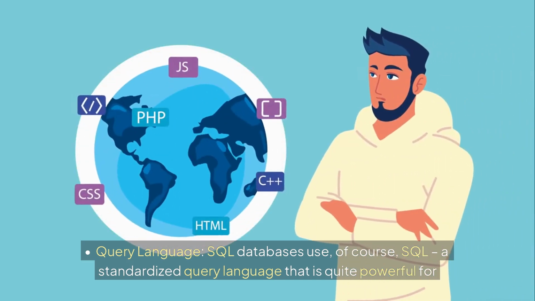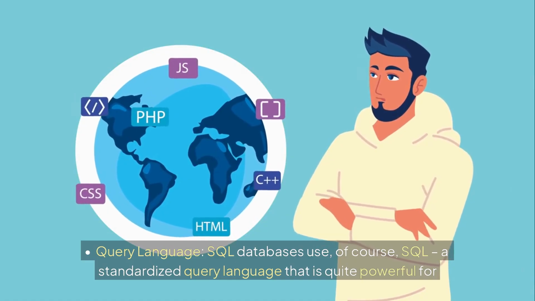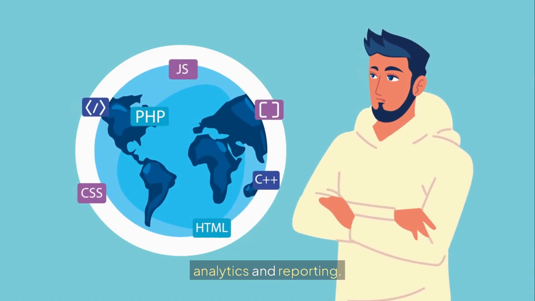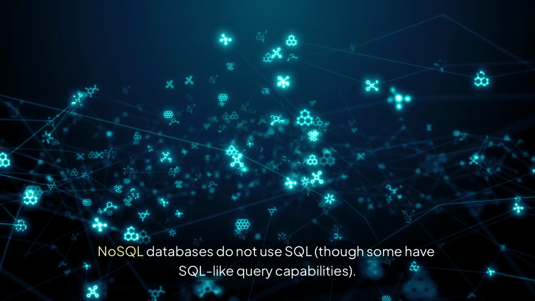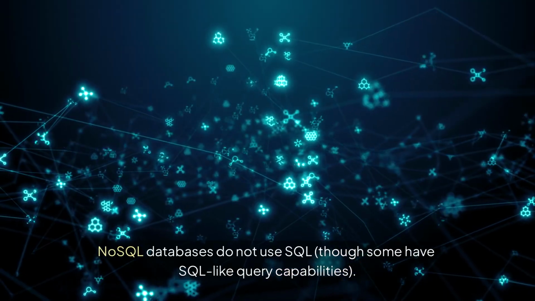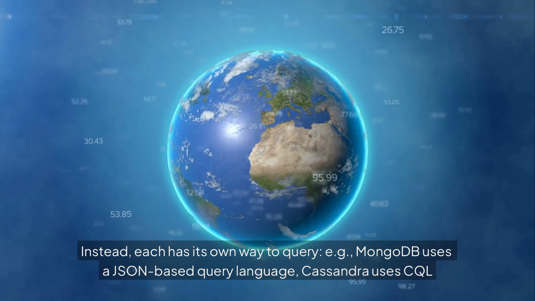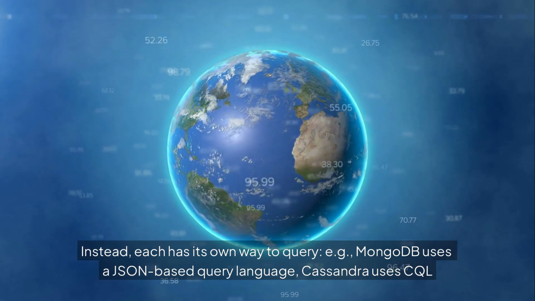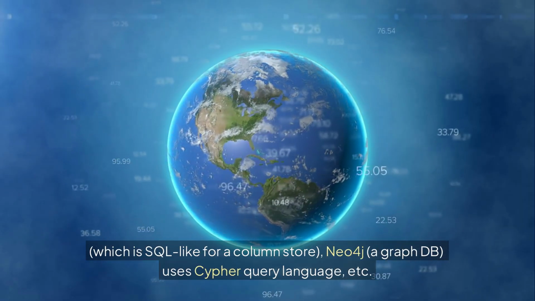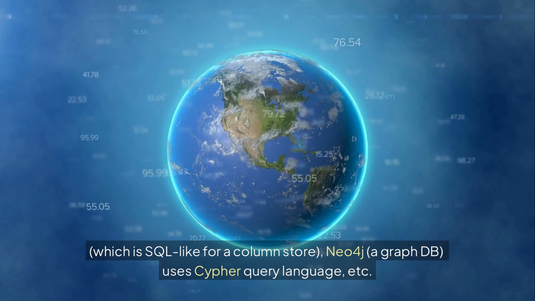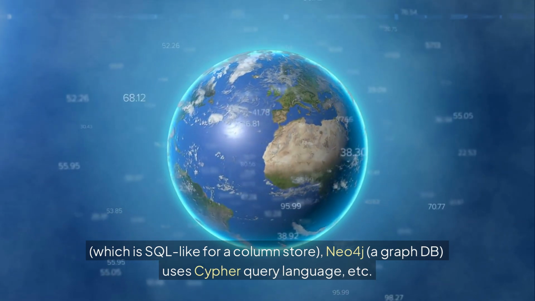Query language. SQL databases use, of course, SQL, a standardized query language that is quite powerful for analytics and reporting. NoSQL databases do not use SQL, though some have SQL-like query capabilities. Instead, each has its own way to query. E.g., MongoDB uses a JSON-based query language. Cassandra uses CQL, which is SQL-like for a column store. Neo4j, a graph DB, uses Cypher query language, etc.